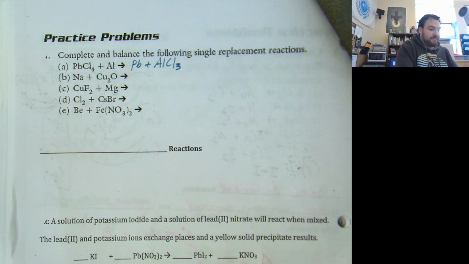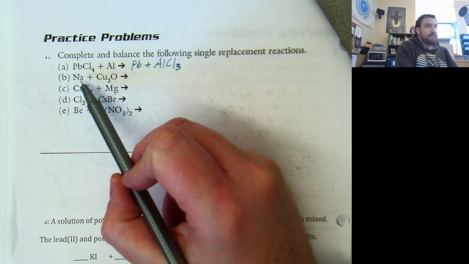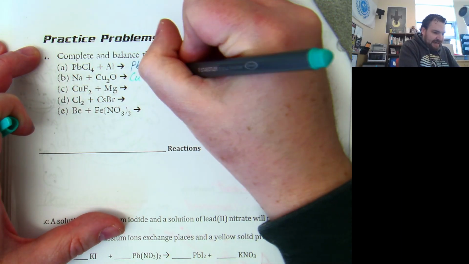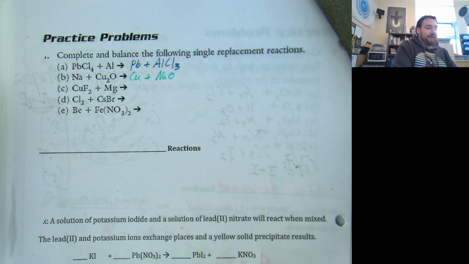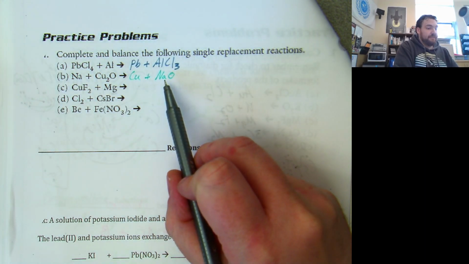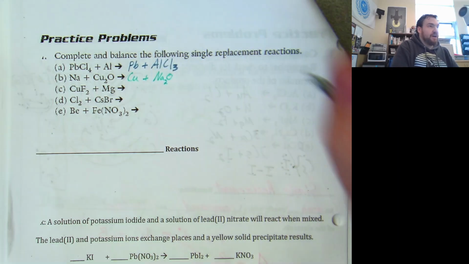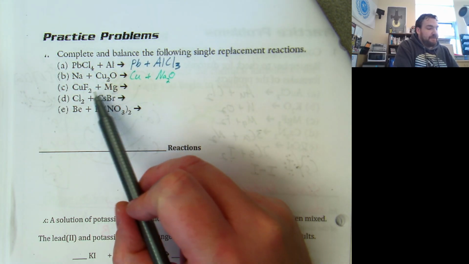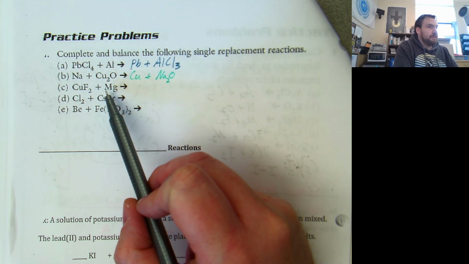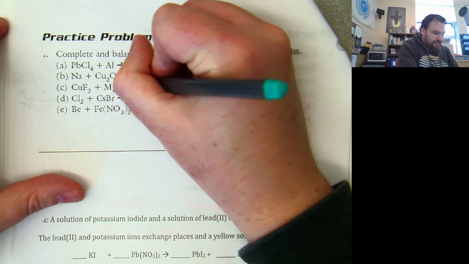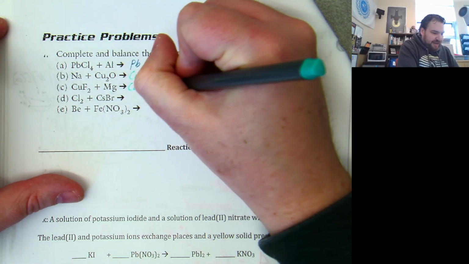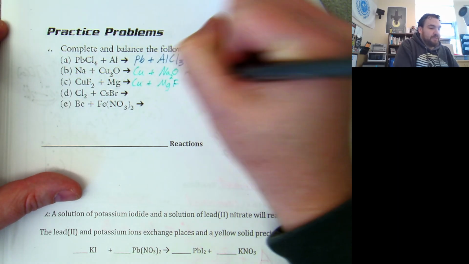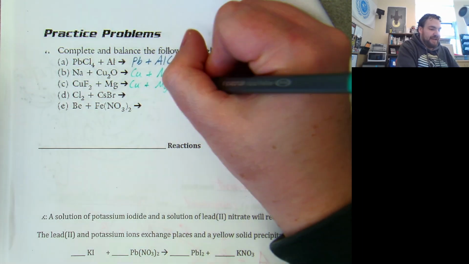The next one, Na is going to replace the Cu. So the Cu is going to come out on its own, and the Na is going to get together with the O. How do I build this thing properly? The sodium's got a charge of +1, oxygen's got a charge of -2. It's going to be Na2O. In C, Mg is going to swap with the Cu. So the Cu is going to go out again on its own, and we're going to get Mg with a charge of +2 reacting with fluorine, charge of -1. So it's going to be MgF2.